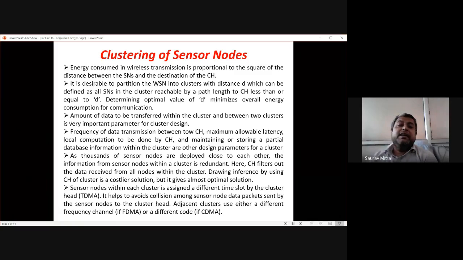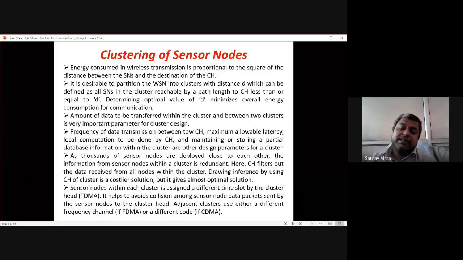Just go through that. Next, what we are going to see is clustering of sensor nodes. So whatever time we have today, we're going to see what is meant by clustering. Energy consumed in wireless transmission is proportional to the square of the distance between the sensor nodes and the cluster head.